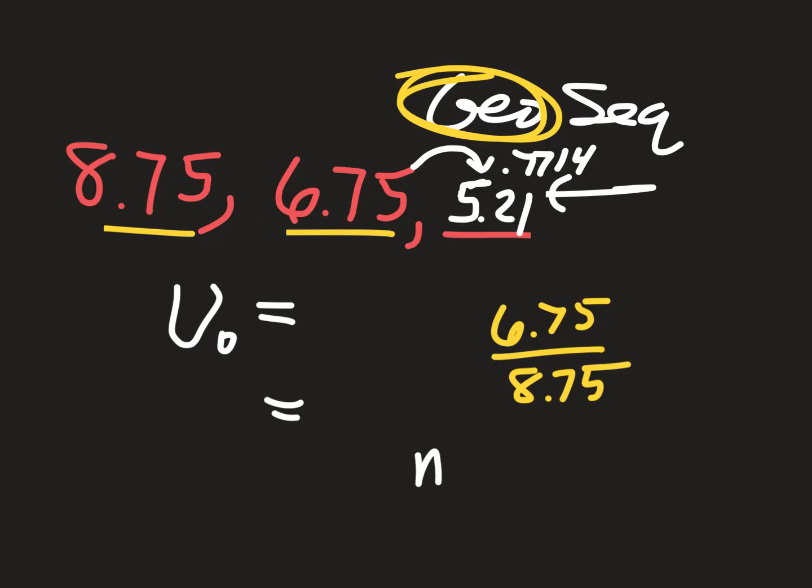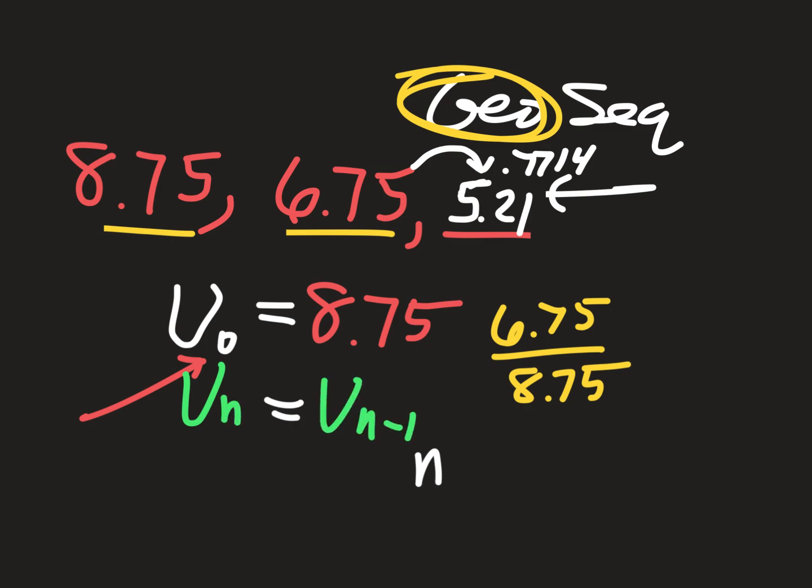The beginning's not that hard. 8.75 is the starting term. That's what we started with. Don't you usually start with u sub 1? Yes, but you can start with u sub 0. And I gave you the u sub 0, so you knew that we were starting with u sub 0. And then, here's the part almost nobody had. U sub n equals u sub n minus 1 times 0.7714, and then n is greater than or equal to 1.